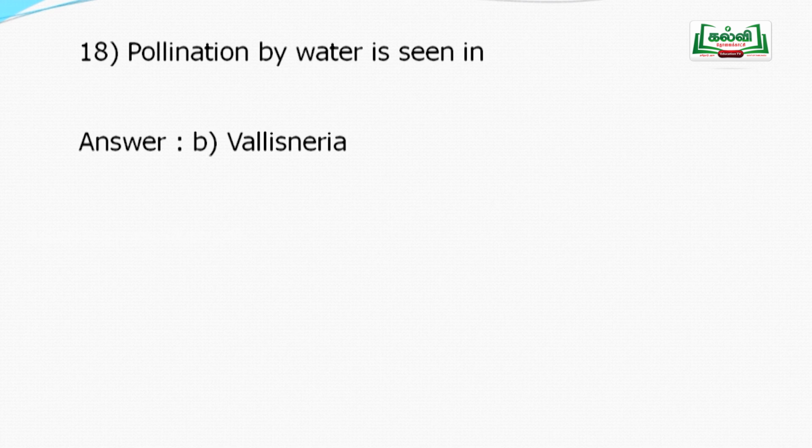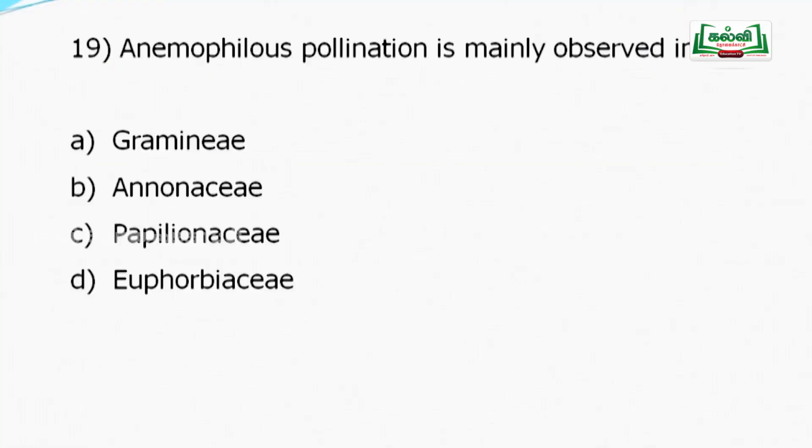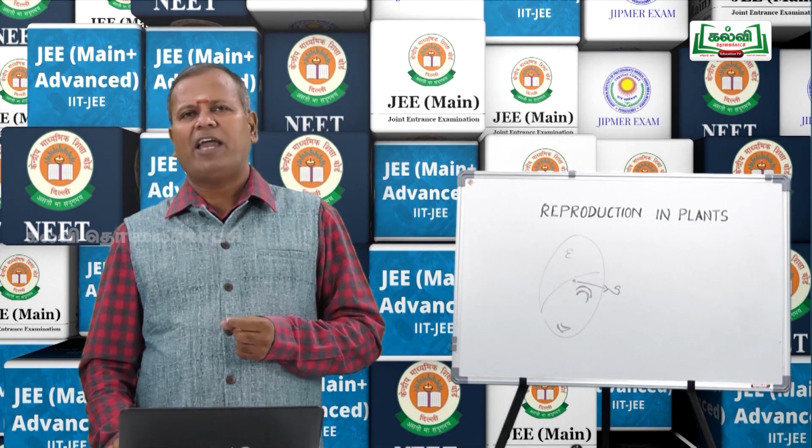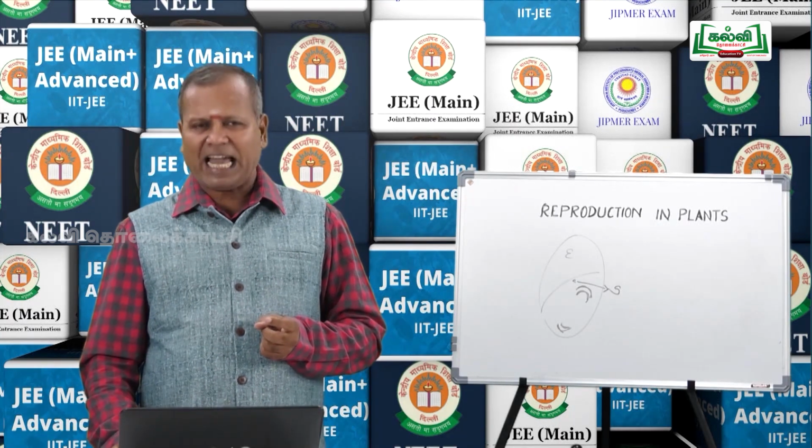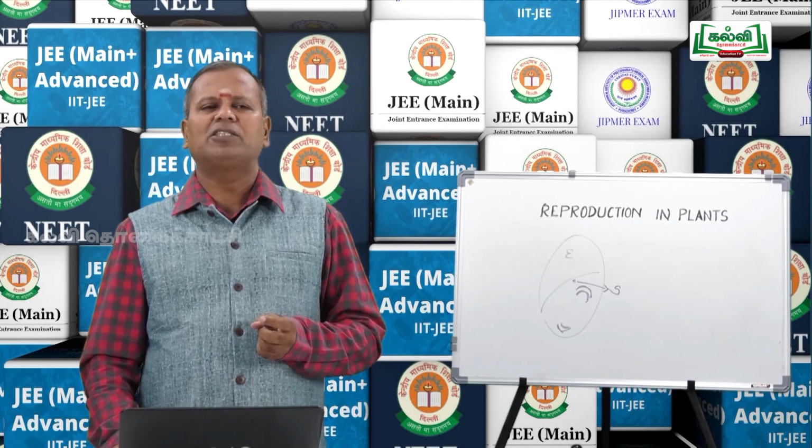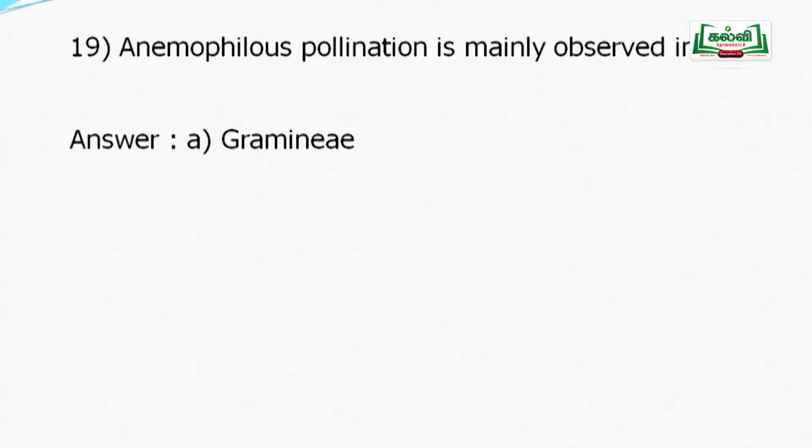Then question number 19, anemophilous pollination is mainly observed in the family, anemophily means wind pollination. Option A, Gramineae, option B, Annonaceae, option C, Papilionaceae, option D, Euphorbiaceae. Anemophilous wind pollination is generally seen in the Gramineae or the Poaceae. So the correct answer for question number 19 is option A, Gramineae.